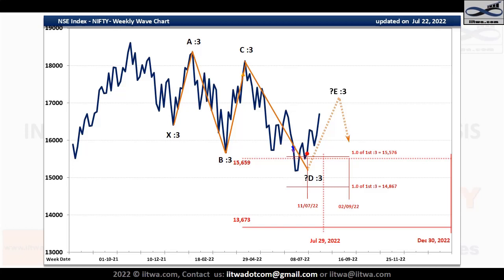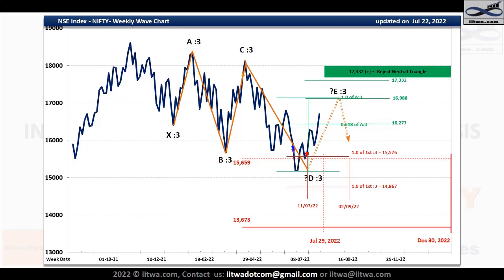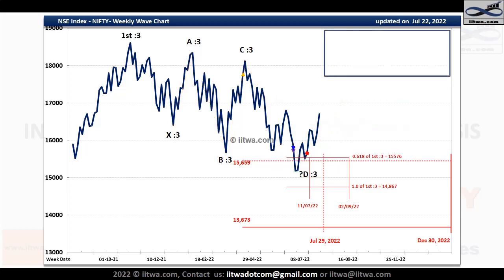As we are in the deduction process of the neutral triangle possibility, we need to use neutral triangle NEoWAVE logic for wave E. That wave E generally reaches up to 100% of wave A and less frequently 61.8% of wave A. These markings are 16,277 to 16,988. The rejection point of the neutral triangle possibility will trigger at 17,332. All in all, the conclusion is that on the weekly chart, the trend looks sideways. Expect the next event to be the formation of wave E.